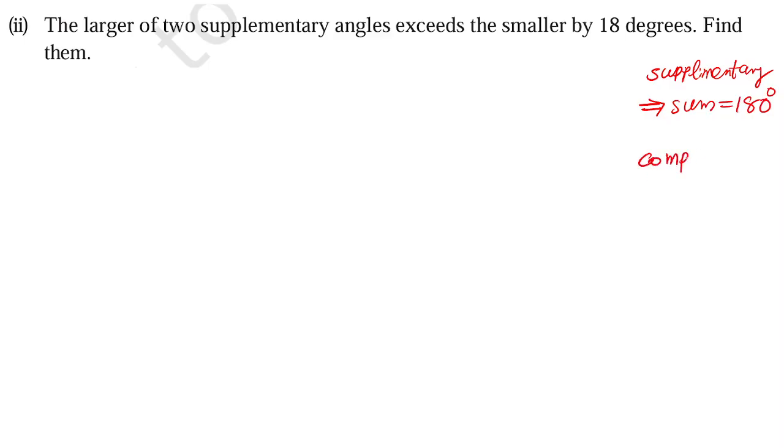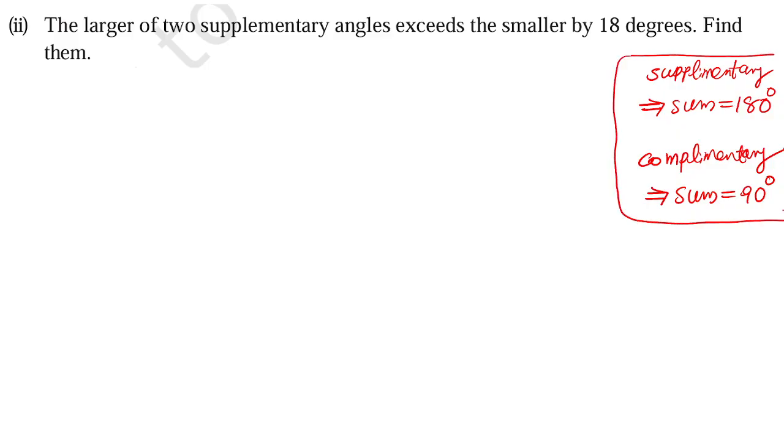Complementary. There is another term, complementary. In that case, the sum of the angles will be 90 degrees. Don't forget it. Two angles are supplementary if their sum is 180. The angles are said to be complementary if their sum is 90 degrees. So this is a very simple question.